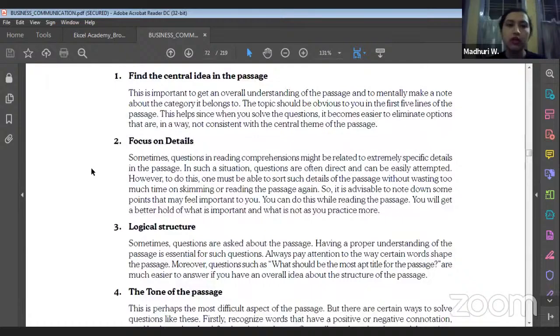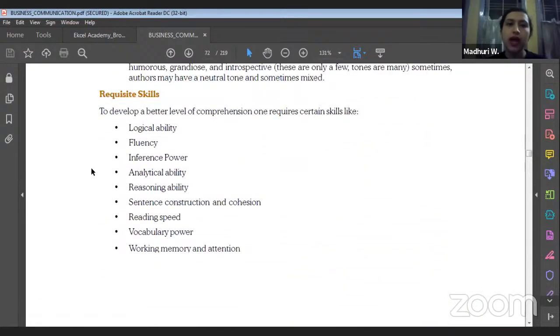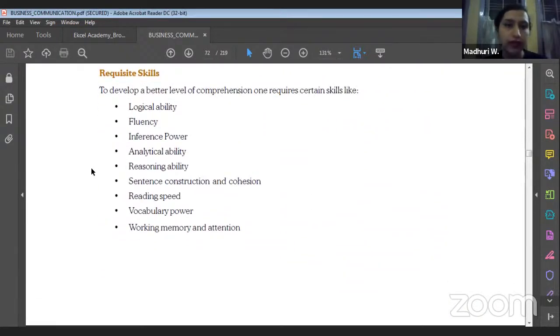There are a lot of factors and skills which are generally required, which is why I'm really focusing on using external sources apart from the CS books as well. It depends on your logical ability to understand. Your fluency in a language comes with practice. Inference power again comes with a lot of practice when it comes to reading. Also your analytical ability and reasoning ability.